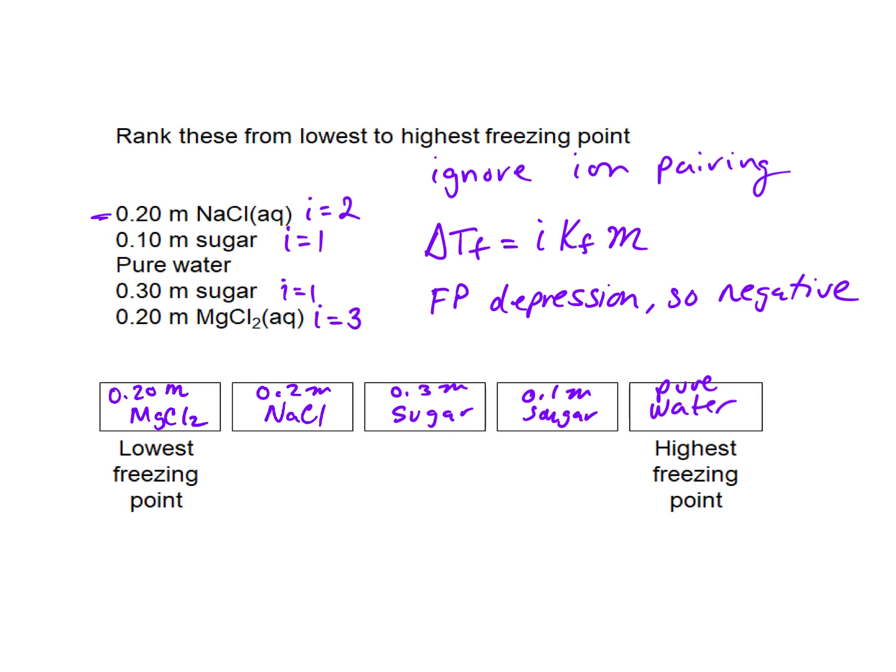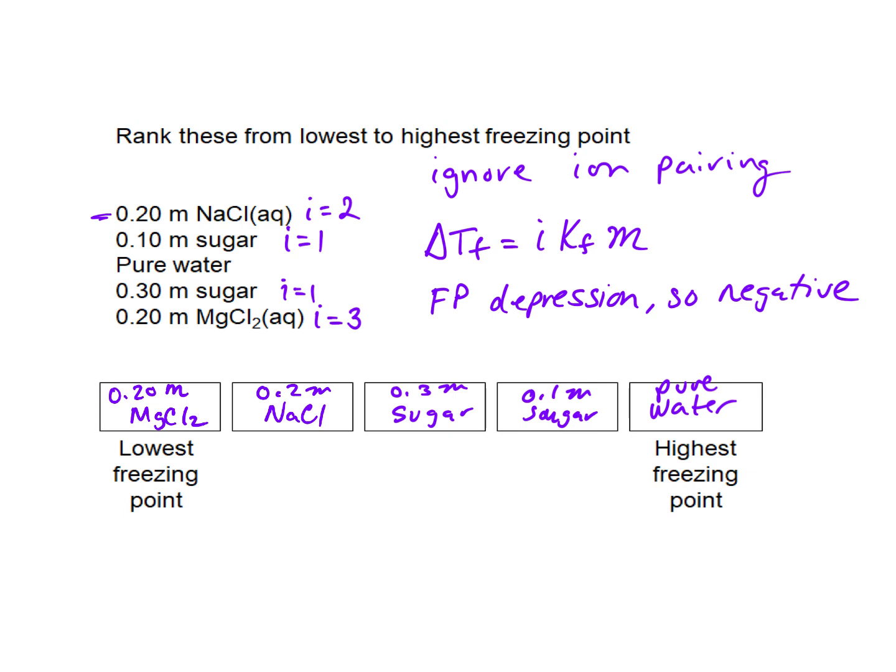Questions on that? Why was water the highest freezing point again? Water is the highest freezing point because it's the pure solvent. And anytime we add a solute to the pure solvent, it's going to decrease the freezing point. So even if it's really dilute, it's still going to decrease that freezing point. So the solvent's always going to have the highest. It doesn't matter if you have a series of solutions and they're all in the same solvent, that solvent always has the highest freezing point.